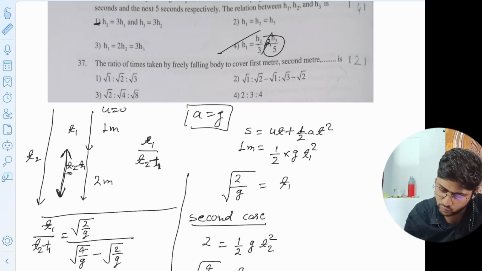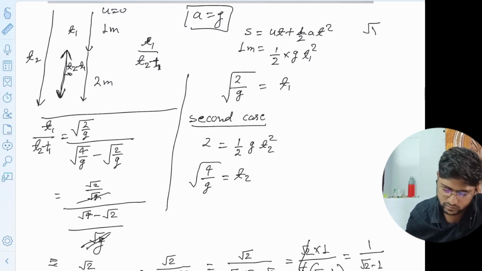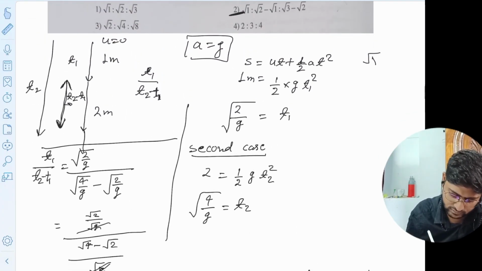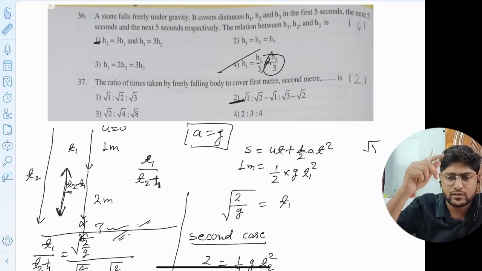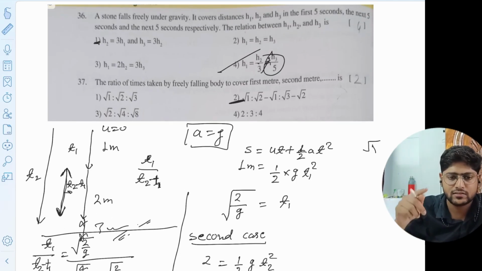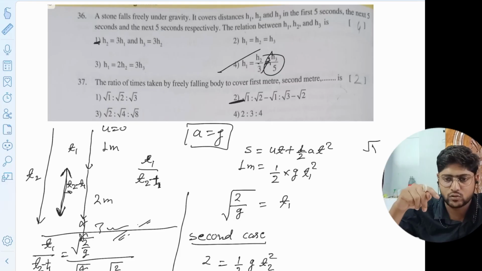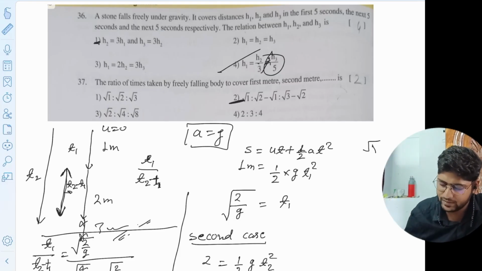So root 1 equals root 1, here it is written root 1. Second time also, when you do it for 3, the time will be 3 minus up to 2, whatever the time. So T3 minus T2 will be root 3 minus root 2.